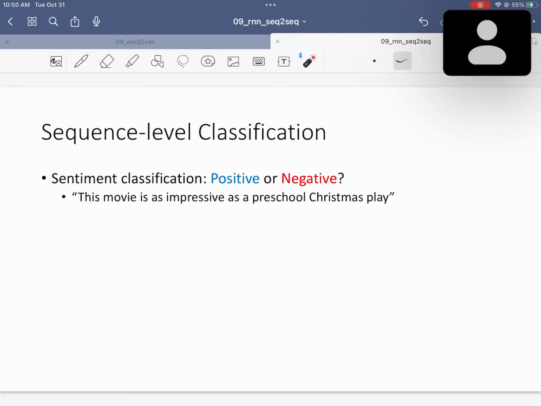On the surface, it looks pretty positive, because there's the word impressive, there's Christmas, and play is also okay. Individually, all these words look fine. As a whole, it could look positive, but actually it's a sarcastic comment. That means this movie was premature, or it wasn't as good as expected. It's as impressive as children's play. So it's not good. It's not a very straightforward task. You have to actually understand this sentence to classify it as a negative sentiment.